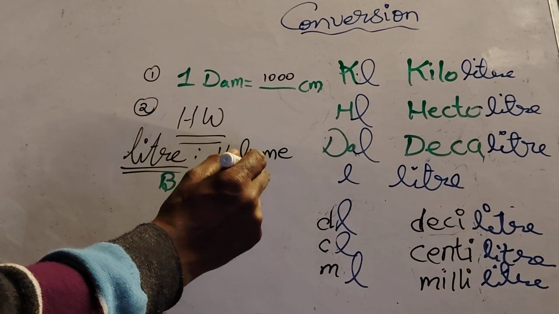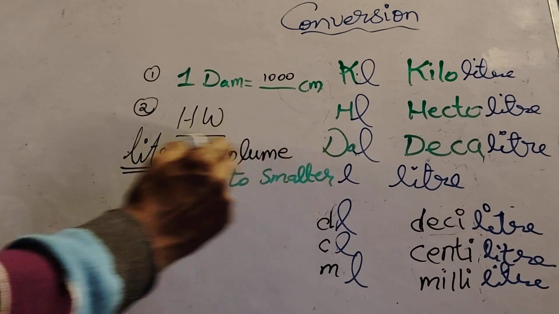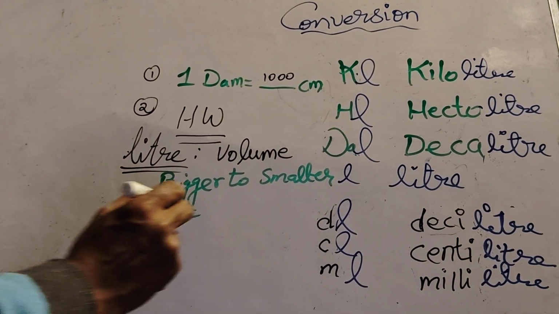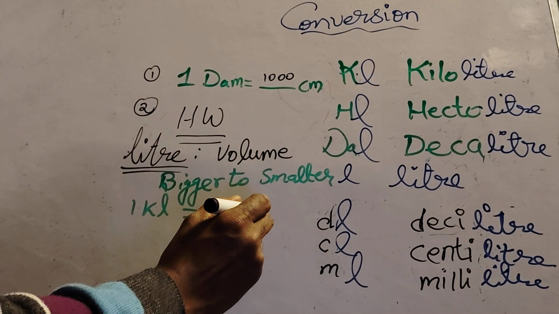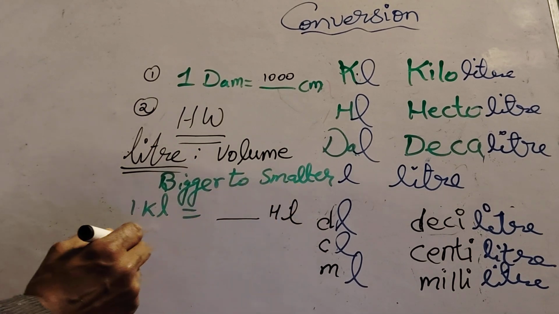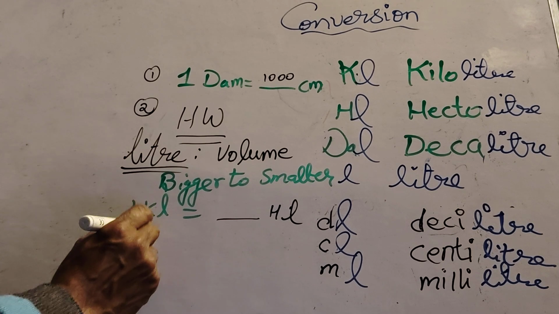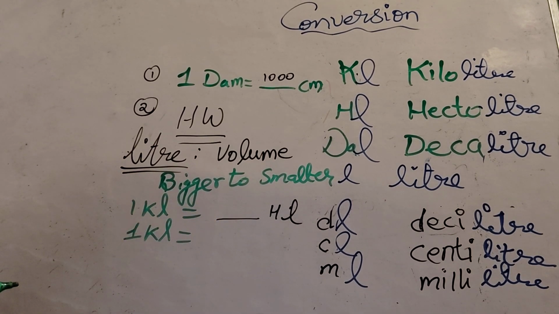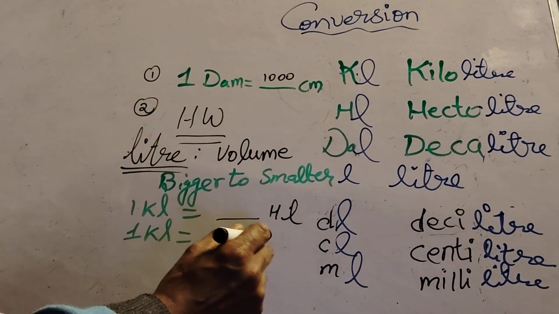Bigger to smaller. So how will you write from bigger to smaller? First, you will write 1 kiloliter equal to dash hectoliter. Second, you will write 1 kiloliter equal to dash decaliter. Is this my homework? Yes, I am telling you.